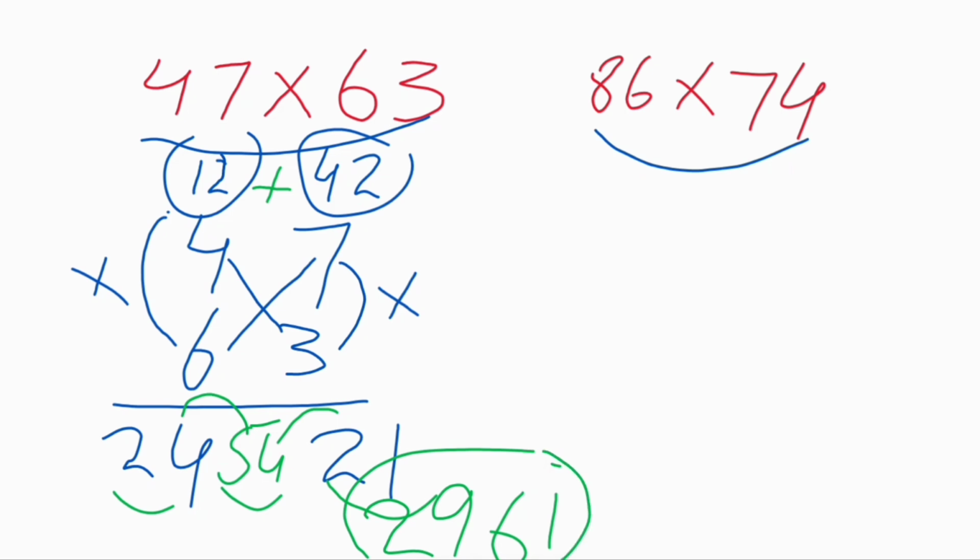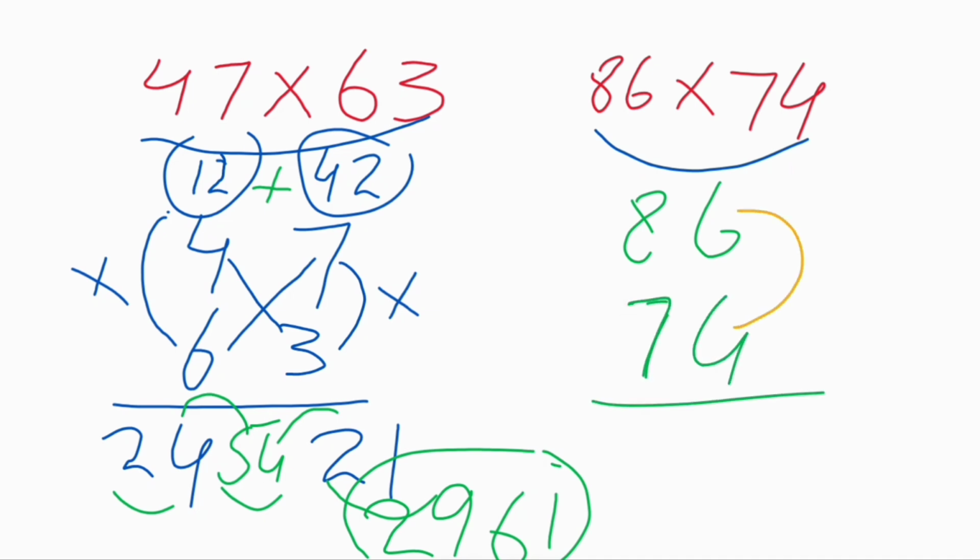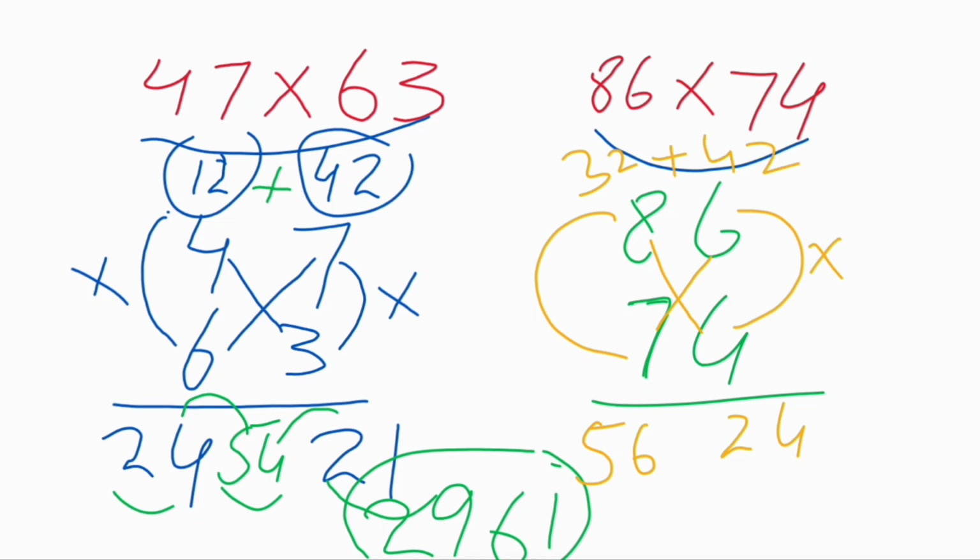Now solve this example. 86 multiplied by 74. Multiply 6 and 4. 6 4s are 24. 8 multiply 7 equal to 56. Now cross multiply. So 4 multiply 8 equal to 32 and 7 multiply 6, 42. Add these two numbers. So this is equal to 74. First 24, middle is 74, last 56.